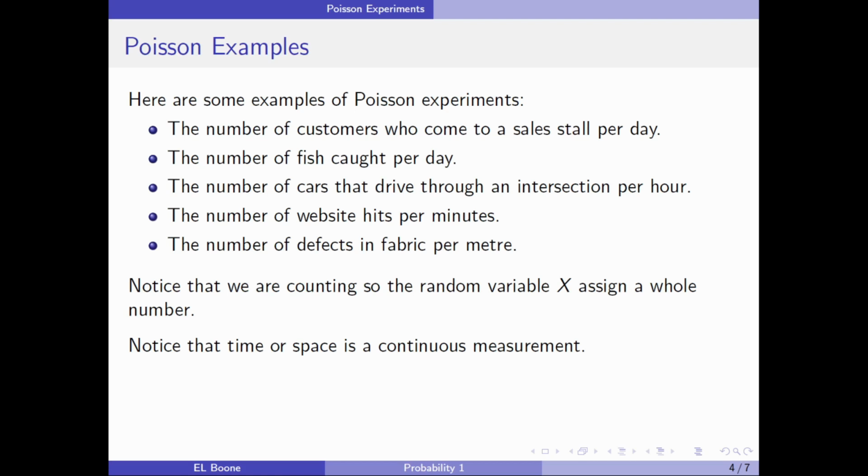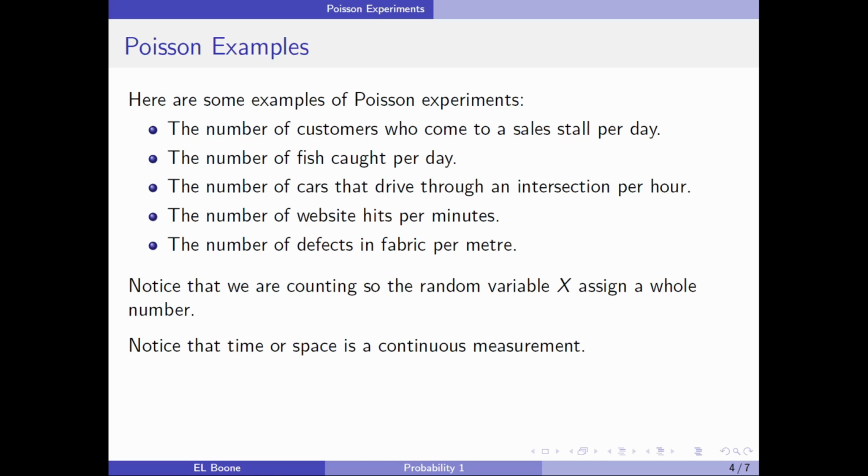So let's look at some examples. The number of customers who come to a sales stall per day. Notice the per day. You see the time in this random variable. And notice it also says number of. So whenever you hear number of per day or count per day or count over time, you're going to have a Poisson type of experiment, most likely.